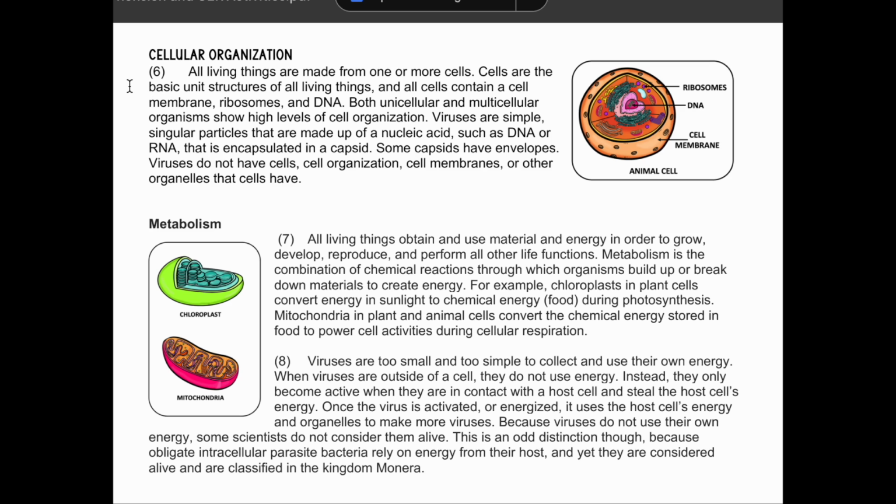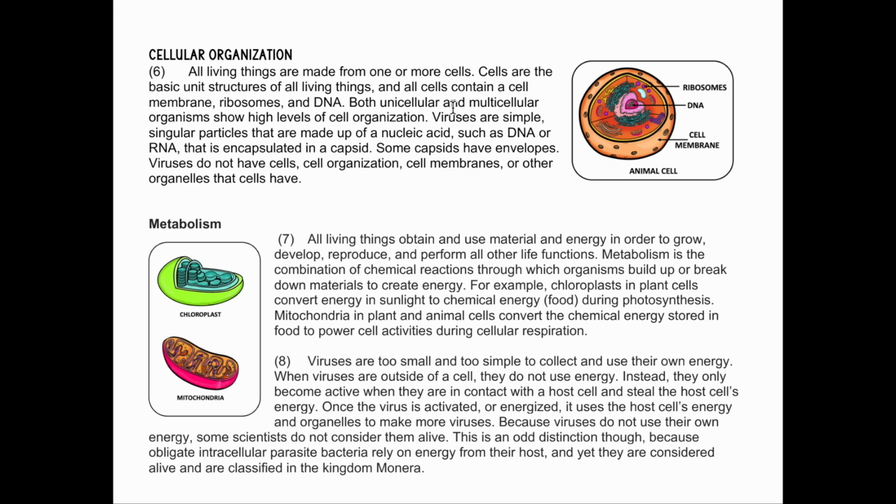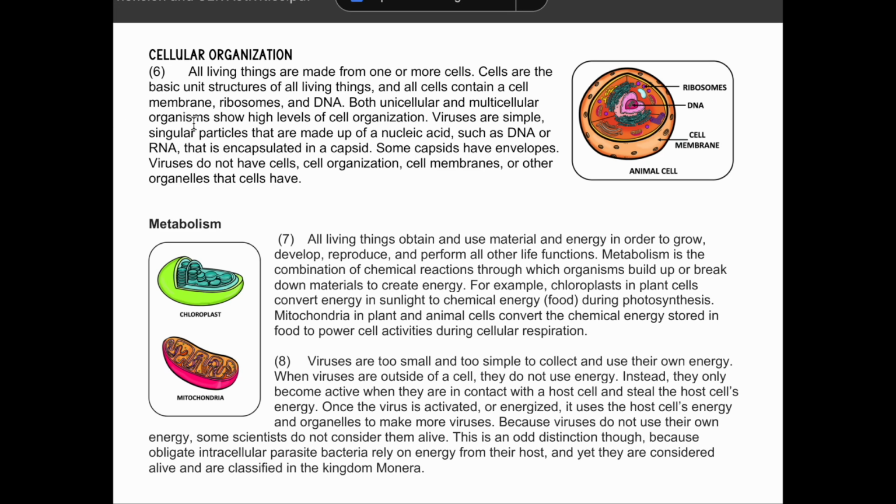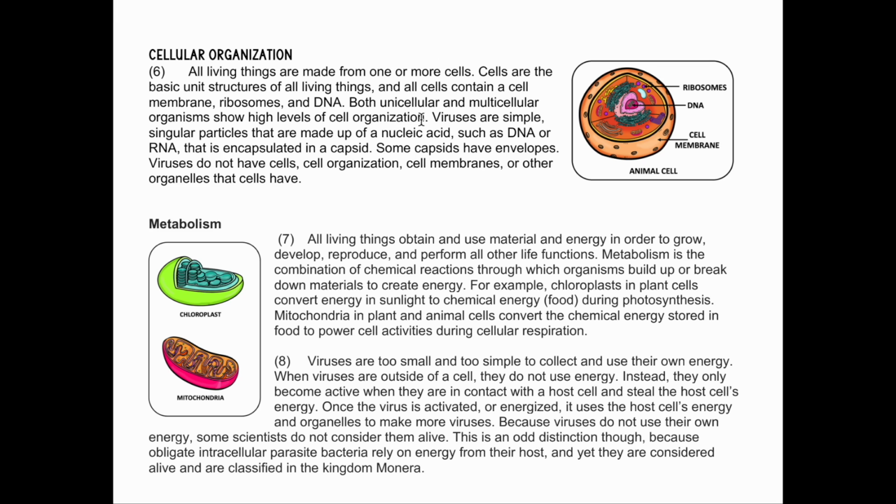Cellular organization, paragraph 6. All living things are made from one or more cells. Cells are the basic unit structures of all living things, and all cells contain a cell membrane, ribosomes, and DNA. Both unicellular and multicellular organisms show high levels of cell organization.